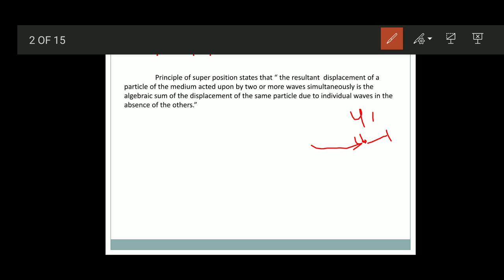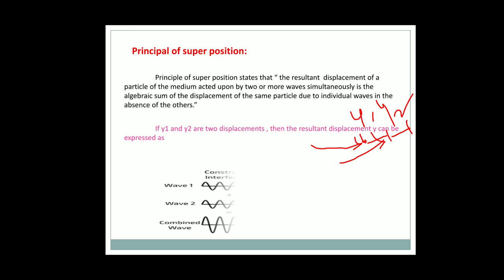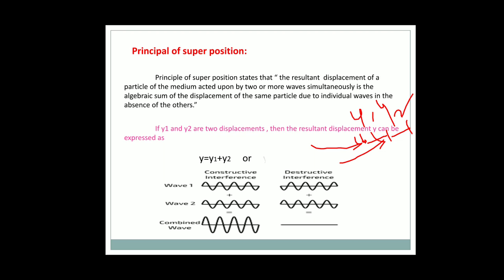If another wave in the same direction is incident on the particle, it will move from one place to another place. If this displacement is y2, then the resultant displacement of the particle is y1 plus y2. This is called the principle of superposition of waves. So, if y1 and y2 are two displacements of the particle, then the resultant displacement y can be expressed as y is equal to y1 plus y2 or y is equal to y1 minus y2.